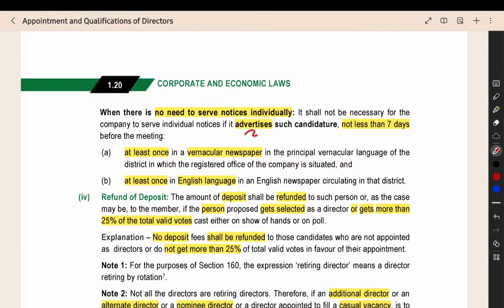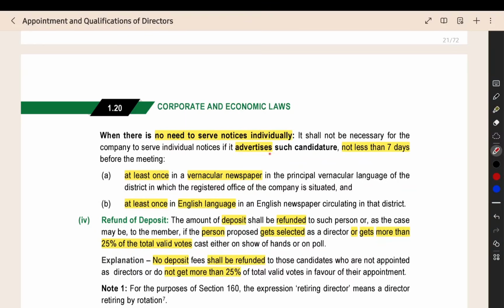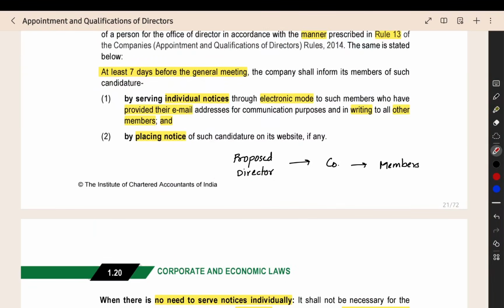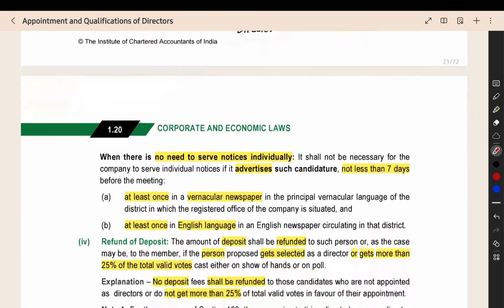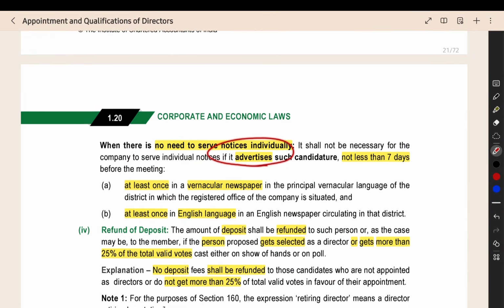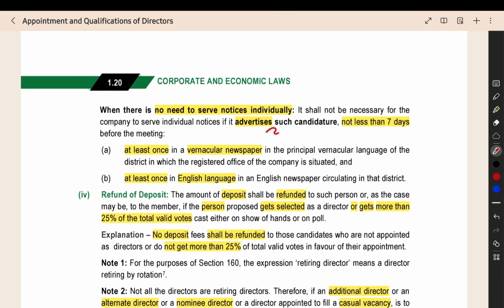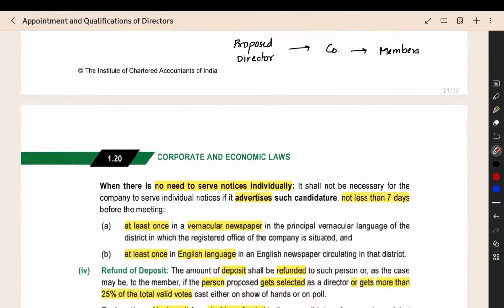After that, if they do the advertisement, so this is the normal requirement: they have to send the individual notice and they have to keep it on the website. But if they are advertising the candidature, that the proposed director is going to stand for the directorship, you have to give the advertisement not less than 7 days before the meeting, in one vernacular newspaper and one English language newspaper in that particular district. Which district? The district in which the registered office of the company is situated. Vernacular newspaper and English language, at least once in both. If you do that kind of advertisement, then this individual notice will not be required.